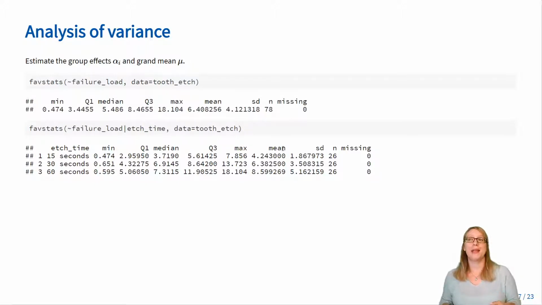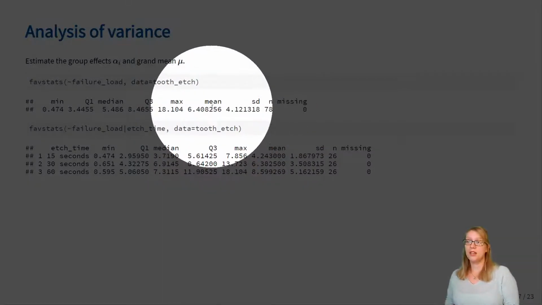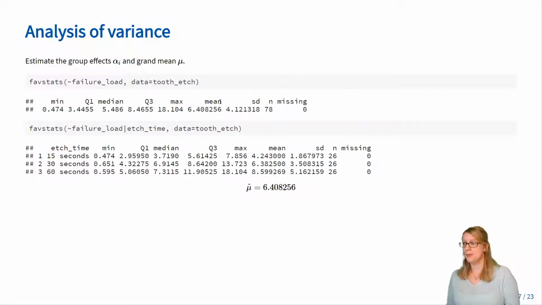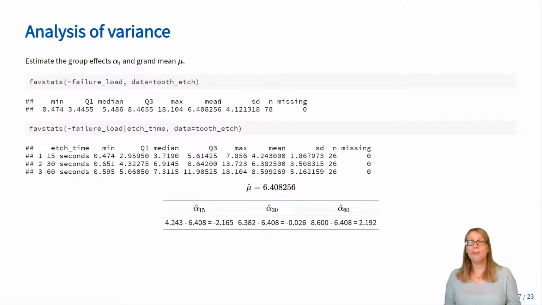Let's start by estimating the group effects, the alphas, and the grand mean mu. Now, in order to get that grand mean mu, or the overall population mean, we'll take the mean of our data without respect to the grouping. So our overall average failure load is about 6.41. Our group effect then is the difference between the individual group means and the overall mean.